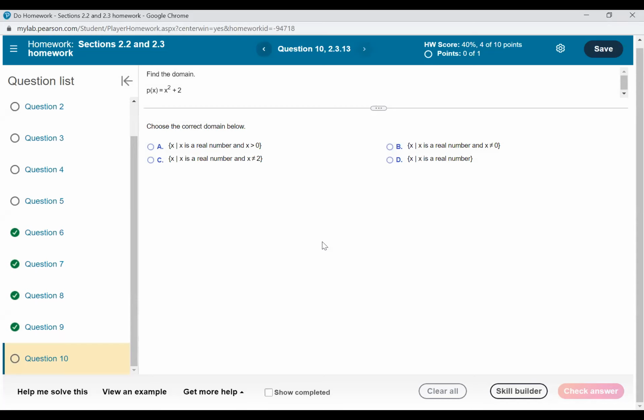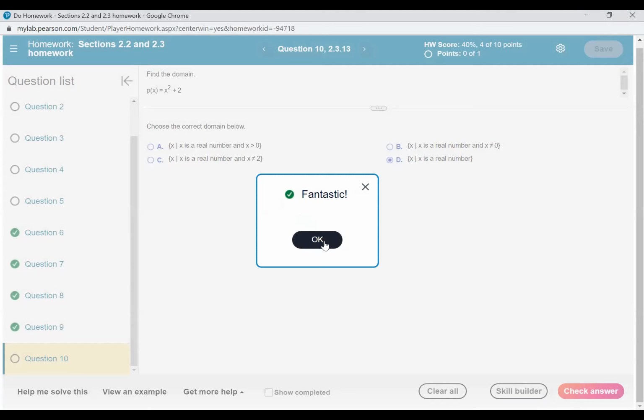A, B, C, or D. We got P of x equals x squared plus 2. So y'all, okay, I got a D again. Good job, because guess what? I don't see a fraction. So no matter what number y'all give me, I can multiply it times itself and square it, and then I can add 2. So no restrictions on squaring stuff. So we would pick D, check that answer, and move on.